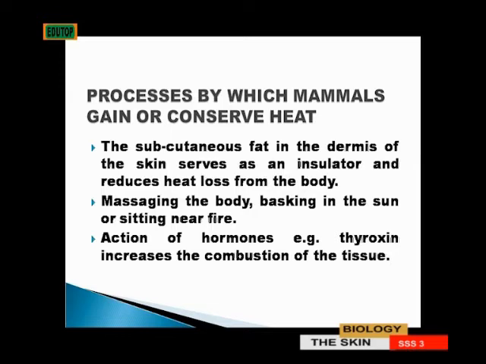Then the last process that I'm talking about is the action of hormones. For instance, thyroxine increases the combustion of tissue. So that also helps mammals to gain heat.